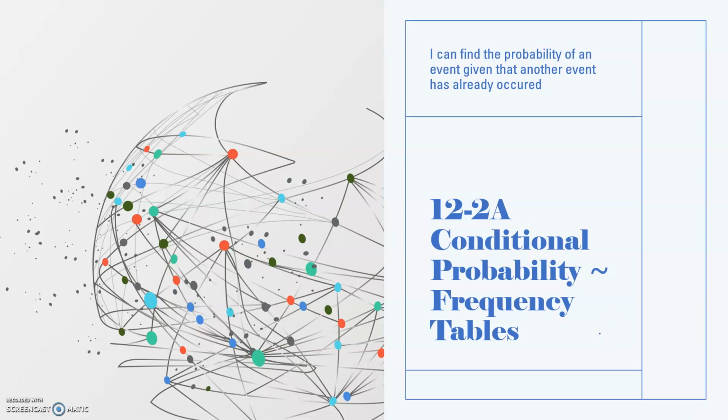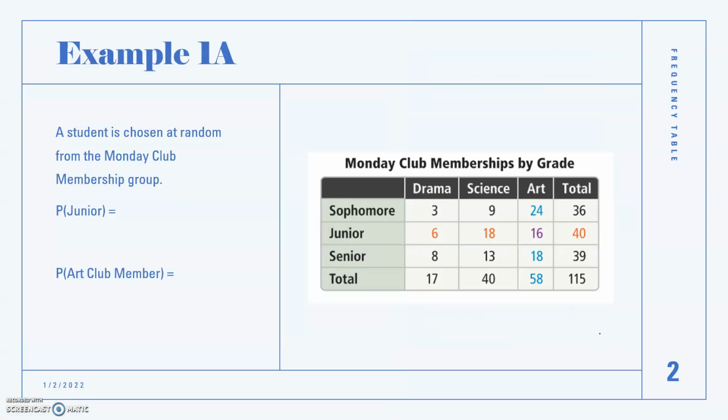Section 2 is about looking at conditional probability, and we're going to be using frequency tables to do that. So the objective today is I can find the probability of an event given that another event has already occurred. We're going to start with looking at this data about Monday Club memberships by grade.